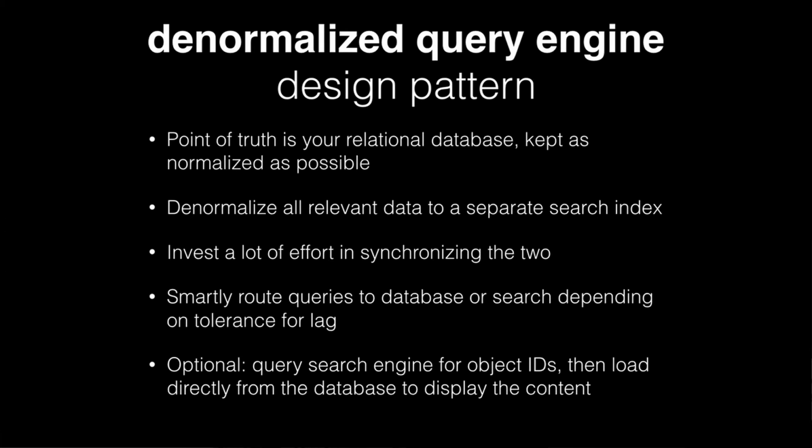So I promised you a design pattern. I've called it the denormalized query engine design pattern. Feedback on that is welcome. But basically, the idea is if you're building a highly scalable piece of web software, and I guess it would work for non-web software if you want to build apps as well, but anything with large amounts of data, you start off with a point of truth, which is a relational database. You keep it as normalized as possible. You could use a modern NoSQL thing, but as far as I'm concerned, you need to have a really good reason for ditching relational databases at this point. It turns out they're really, really good. So you keep your normalized data in there.